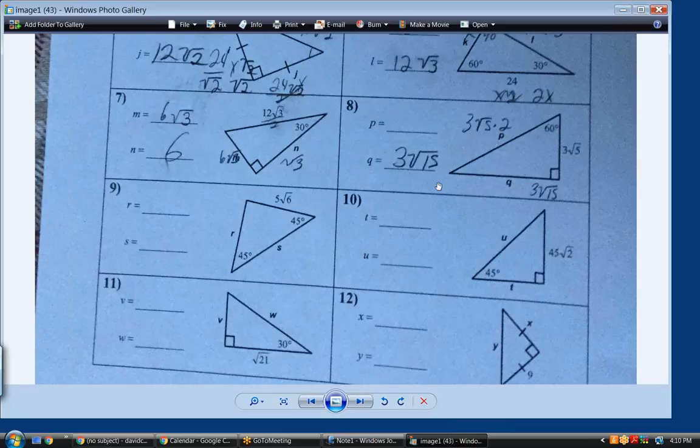Number 8. This was the only thing given to you, right? Yeah. So that's the similarity ratio. And if we multiply that by 2, we get p. So that's definitely p.